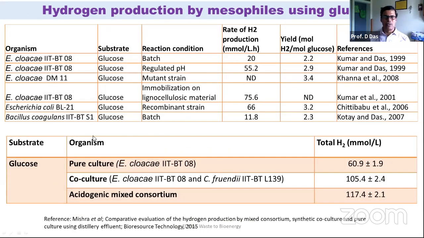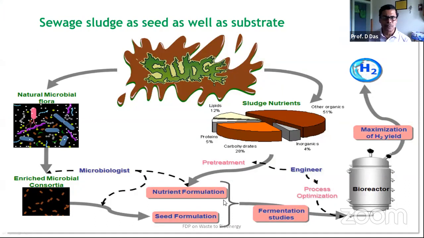And this is the performance of this particular organism. Our organism is Enterobacter cloacae IIT-BT 08, and this is the pure culture. This is the mixed culture. We find that the mixed culture has better results compared to the pure culture. You can see that the acidogenic mixed culture gives about 170 millimoles per liter.